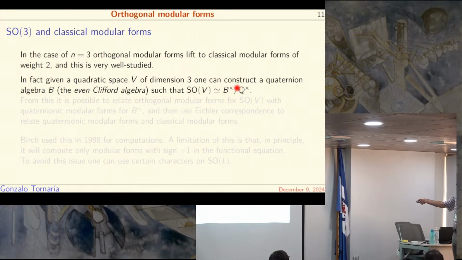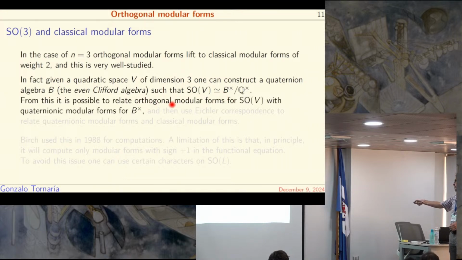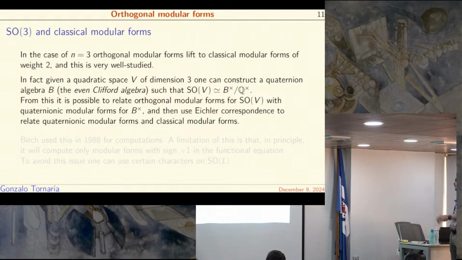Earlier I said you take this group and you act on the trace 0 elements by conjugation. So that's how you go from one side to the other. And so from this isomorphism, it's possible to relate modular forms for SOV with modular forms for B cross with trivial central characters. So this is telling you the center has to act trivially. So that's what you get. And then you use the Eichler correspondence between quaternionic modular forms and classical modular forms to recover classical modular forms, and you can relate then ternary orthogonal modular forms with classical modular forms.